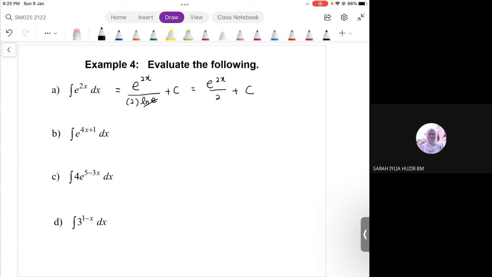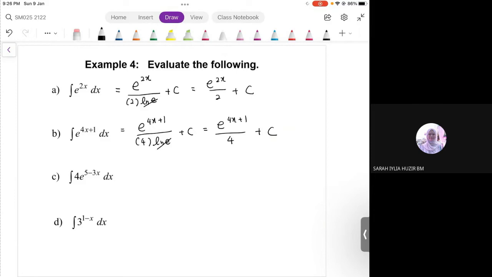Okay, second one, we have a linear function. So integral of e to the power of 4x plus 1. Remember, three main steps. First step, copy back the function. Divide by. Second step, derivative of our power. So we have 4, ln base, ln e. So basically our final answer here would be e to the power of 4x plus 1 over 4 plus c.